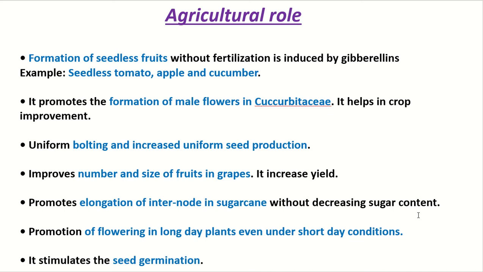We discussed that Auxin helps to promote the formation of many female flowers in cucurbits, that is Cucurbitaceae plants. But here gibberellin helps to form more male flowers in Cucurbitaceae family plants. Uniform bolting and increased uniform seed production is induced by gibberellin, and it improves the number and size of grapes, which favors yield increment.